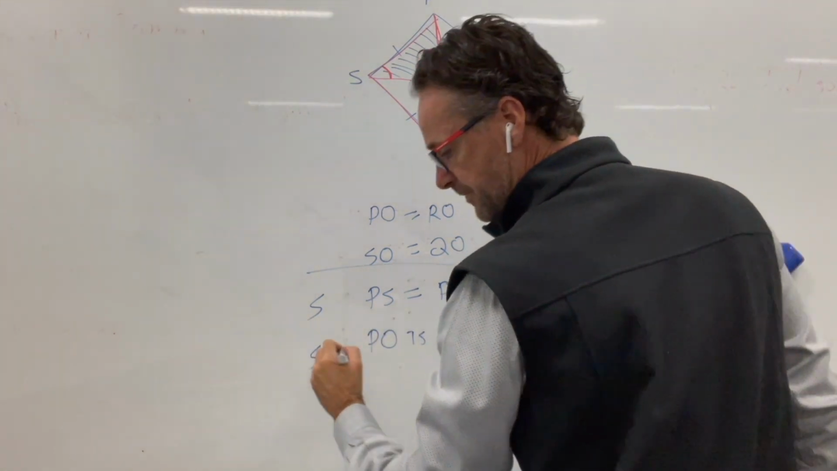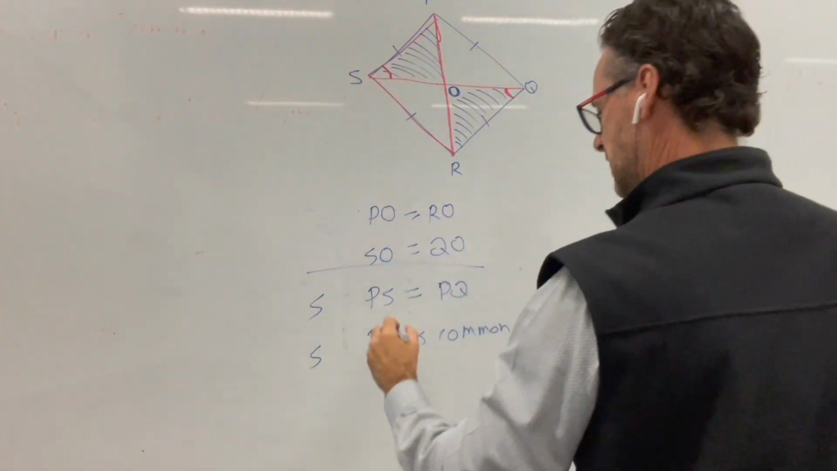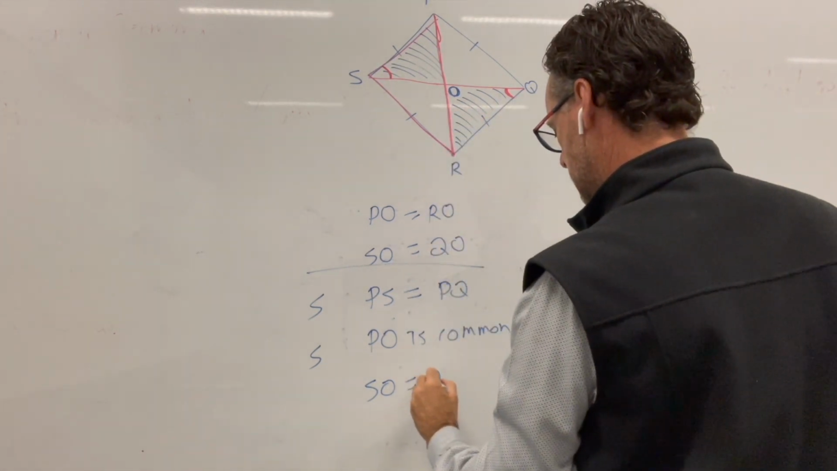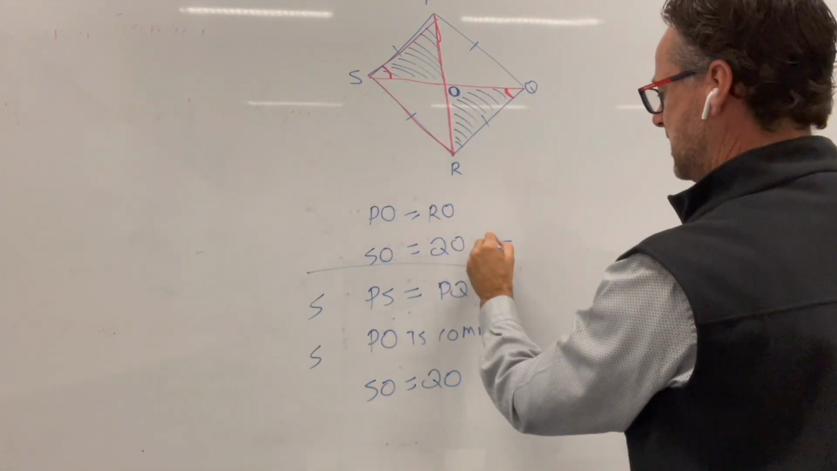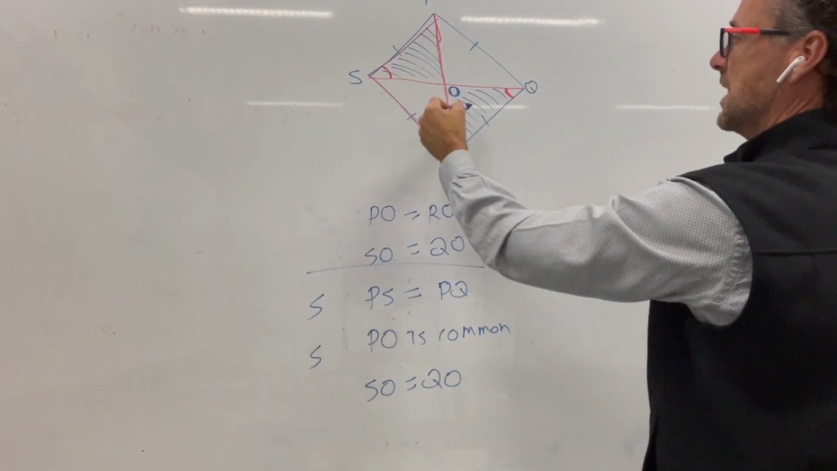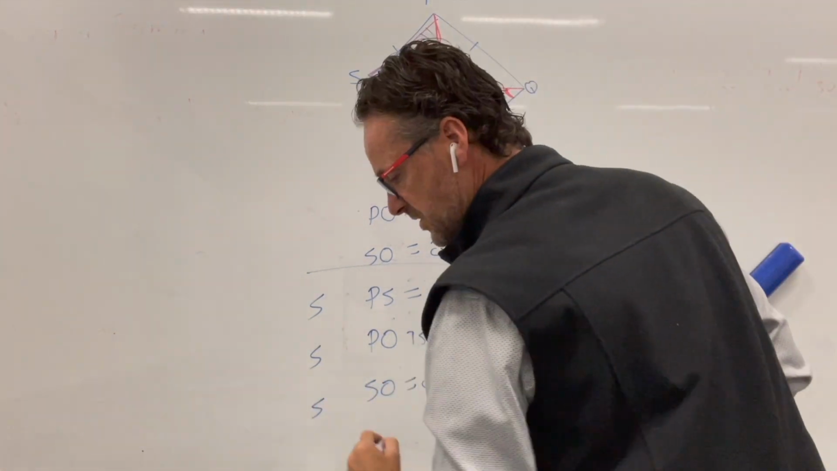So that's a side, okay? And we can see that the line SO equals QO, and we showed that up here before, because it was proven by the previous proof of these two triangles being equal, okay? So again, that's side, side, side.